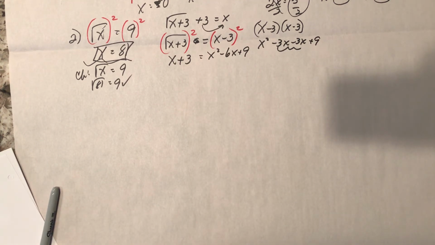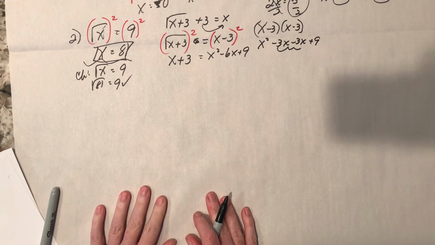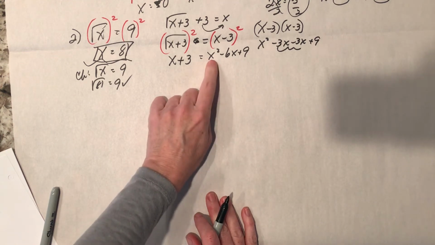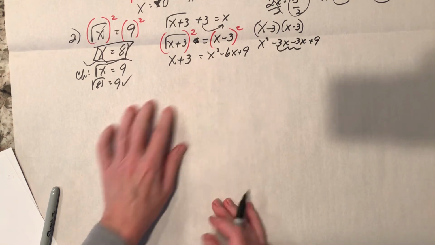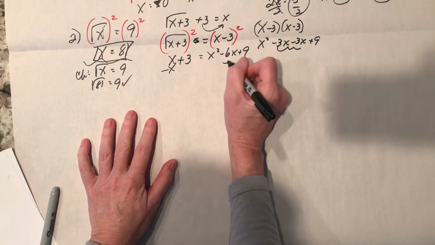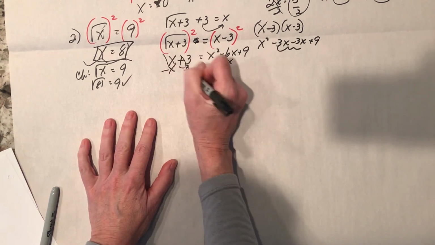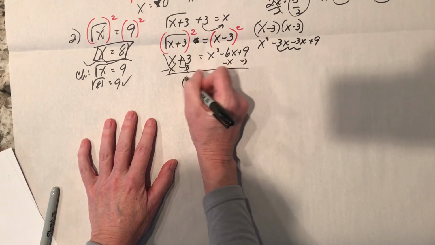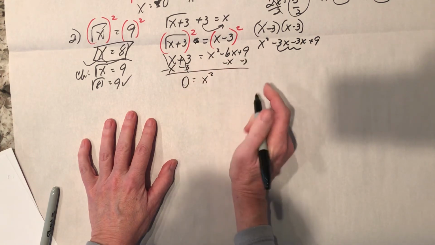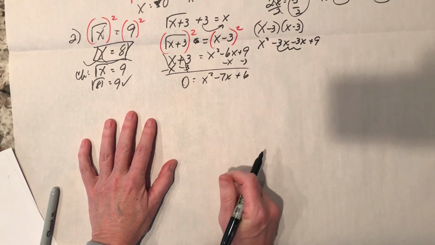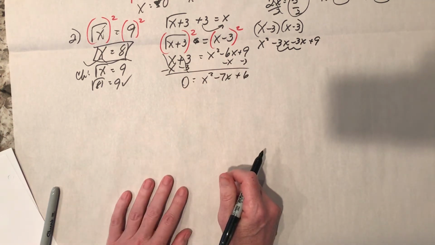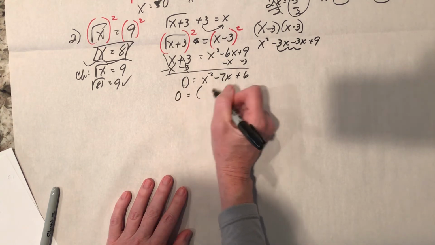So we need the zero factor property. First thing we need is a 0. This x squared is positive on this side, so let's bring everybody over to join him. So a minus x and a minus 3. So we get 0 equals x squared minus 7x plus 6. So there's our 0. Now let's factor.